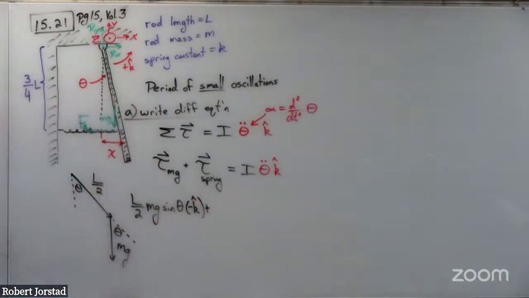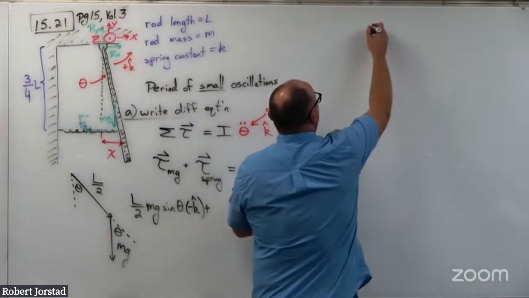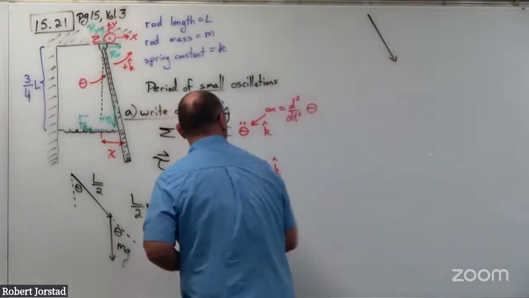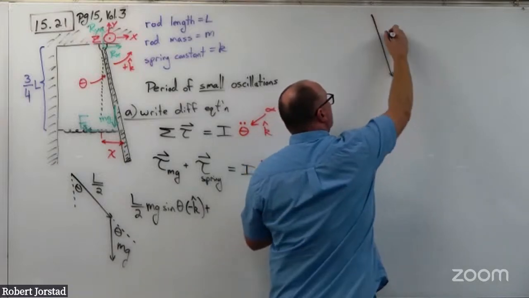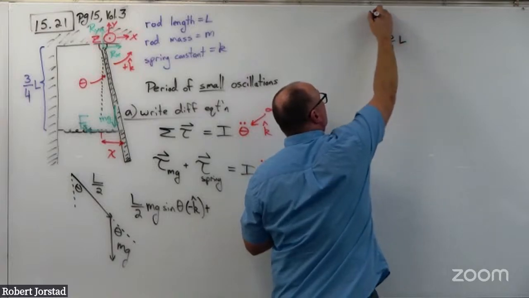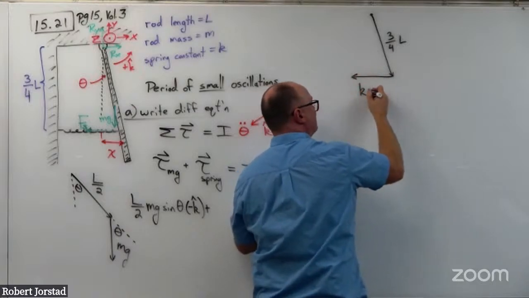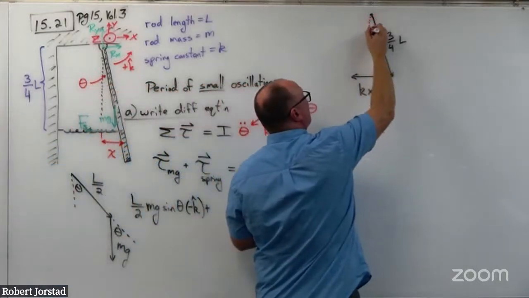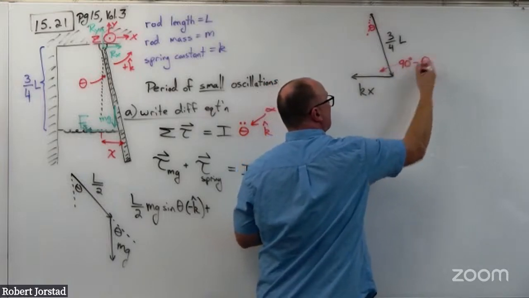Now I've got to get the torque due to that spring. This one's a lot trickier. Let's go ahead and draw it here. I'm trying to label this picture a little better. So we had 3/4 L is the distance from the pivot to where the spring force is applied. This is the spring force, which has magnitude Kx. And then let's get the angle right. I think this angle is theta. So this angle in here is 90 degrees minus theta.